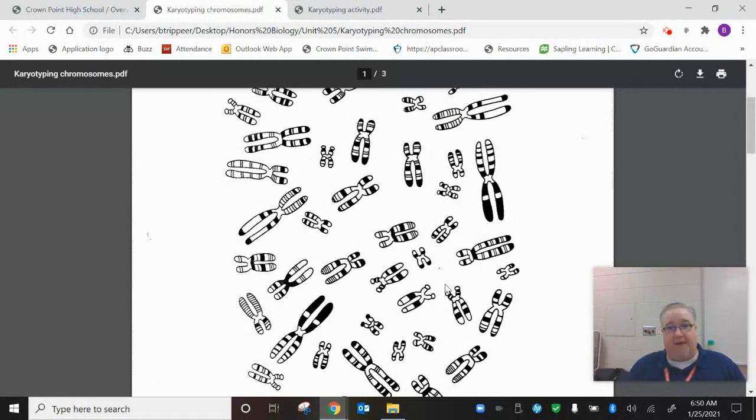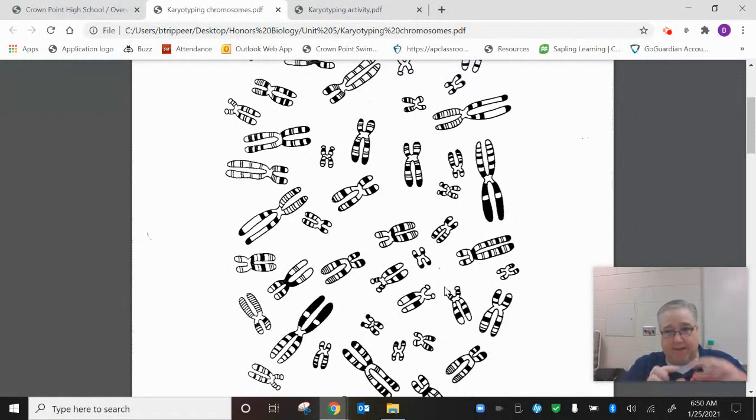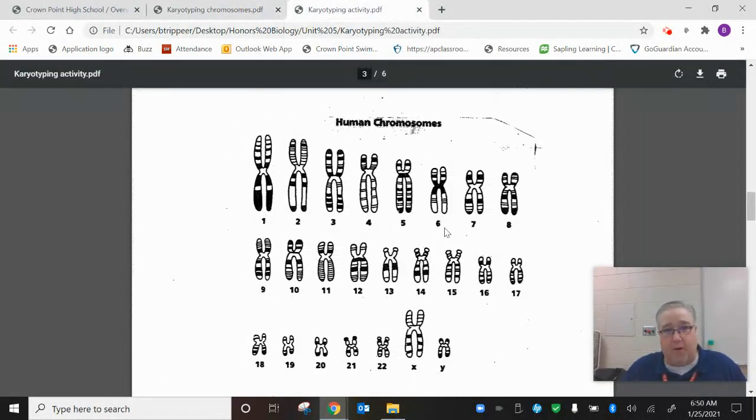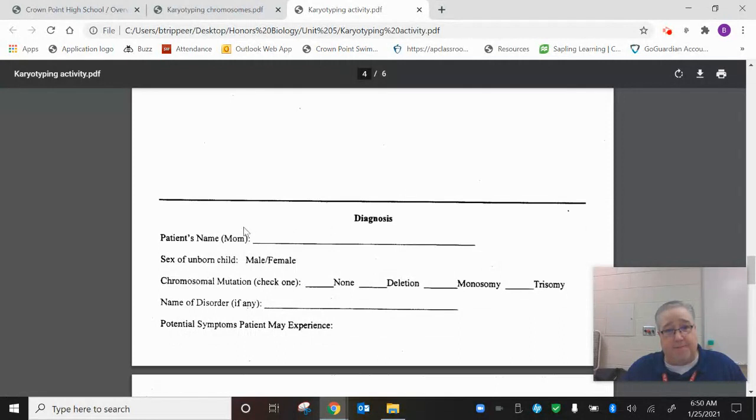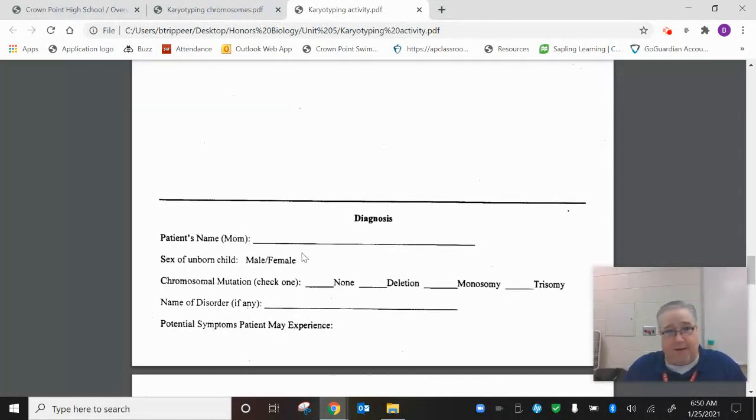Because what you're eventually going to have to do is cut these out. Just cut them out in little rectangles. You don't have to cut them out perfectly. And then you're going to make a karyotype. On this sheet where it says karyotype report, at the very bottom, you're going to put the patient's name. So this is Jess Armstrong. It's actually Jess Armstrong's baby. You're going to figure out what the sex of the child is, and you'll know that by looking at the karyotype. So is it a male or a female?